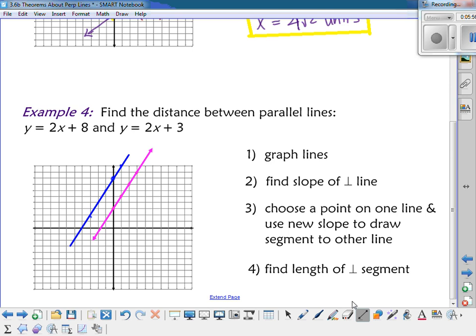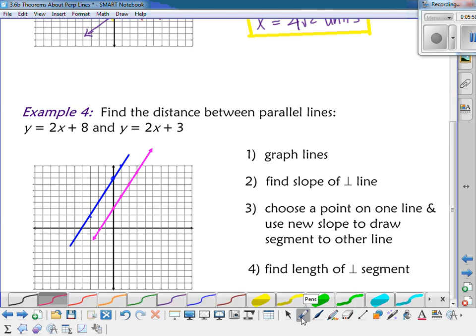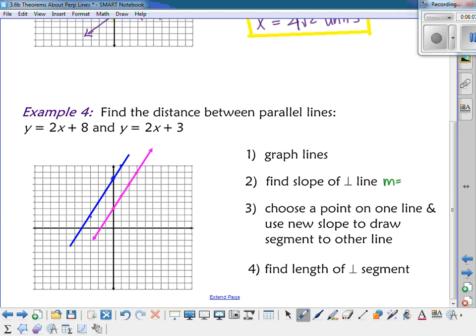So now, what is the slope of that line? So we already know that it's 2. So the perpendicular slope is going to be the opposite reciprocal. So we flip it over and make it negative. So it's negative 1/2. Then I just choose a random point that I know is on the graph. So I'm going to choose the point (0, 8). I'm going to use my negative 1 for my rise, positive 2 for my run, and get another point here.